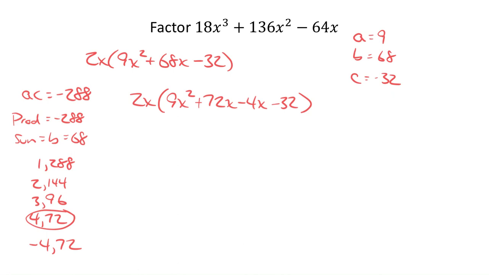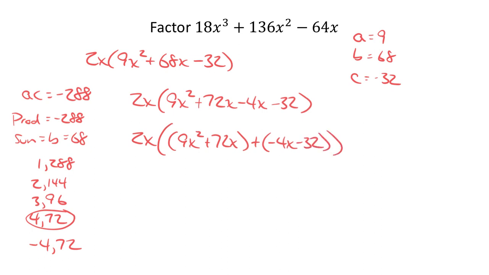Now we're going to group the four terms into two pairs. So we have 2x, and this is all done in the parentheses. I have 9x squared plus 72x. And I'm going to put a plus there, then I'll do negative 4x minus 32. From the first set of parentheses, the 9x squared plus 72x, I have a common factor of 9. So if I pull out a 9, I can also pull out an x. We'll be left with x plus 8. Now notice inside the parentheses, it's x plus 8, plus x plus 8. In the second set of parentheses, I have a minus and a minus.